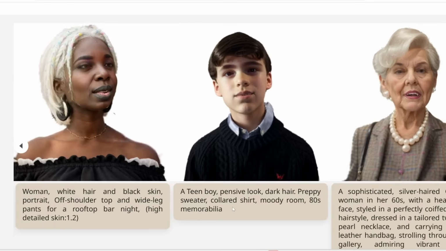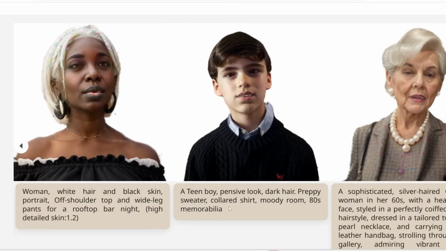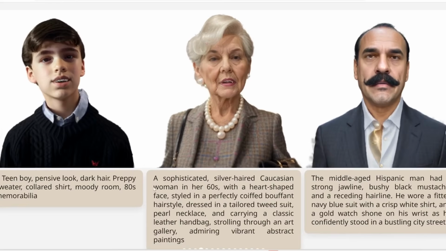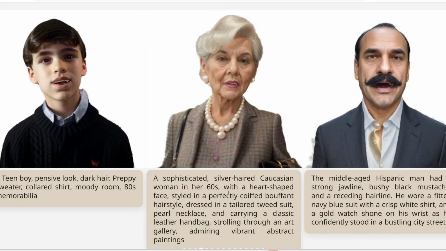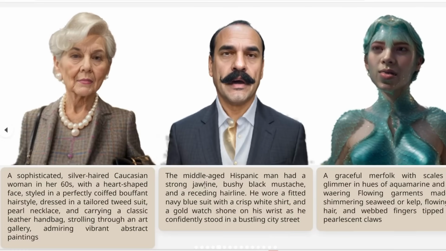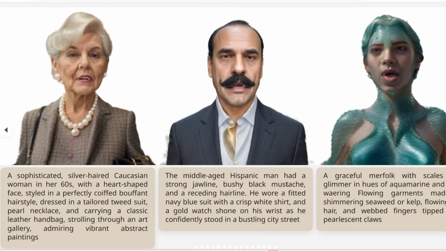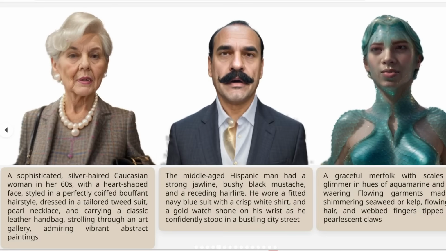Or here's a teen boy with pensive look, dark hair, preppy sweater, collared shirt, here's what we get. Or here's a sophisticated silver-haired Caucasian woman in her 60s, etc., etc., and here's the 3D head for that. Or here's a middle-aged Hispanic man with a strong jawline and a bushy black mustache and a receding hairline.